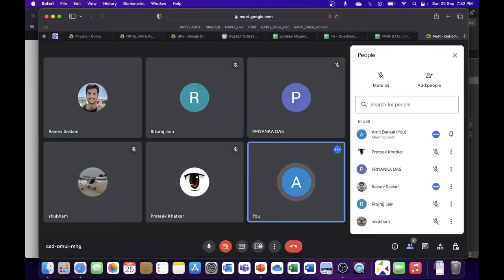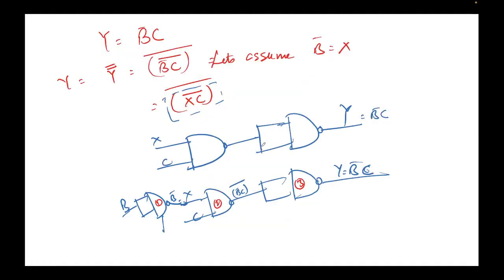One second, let me share my screen. Is the screen visible?